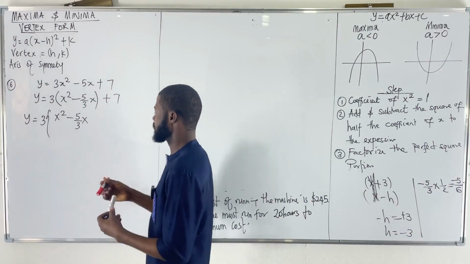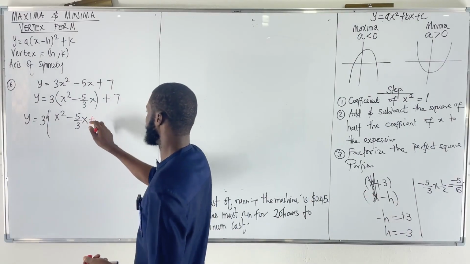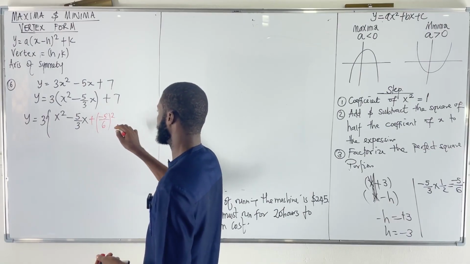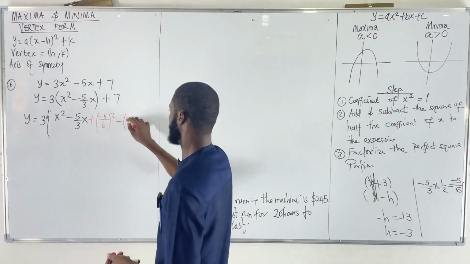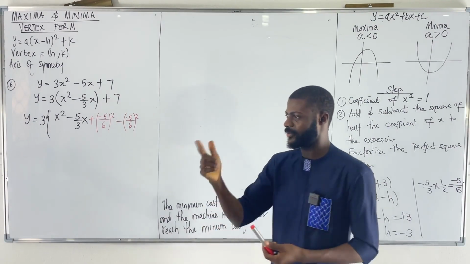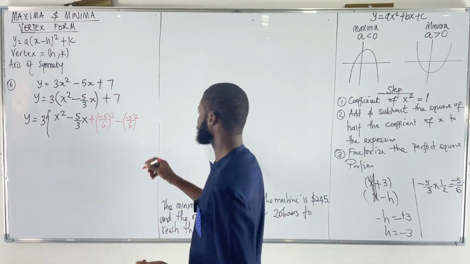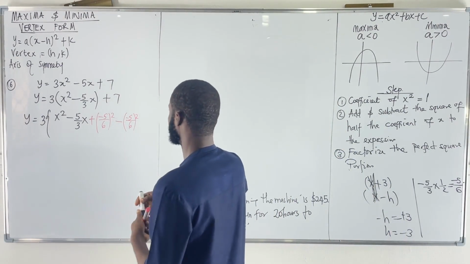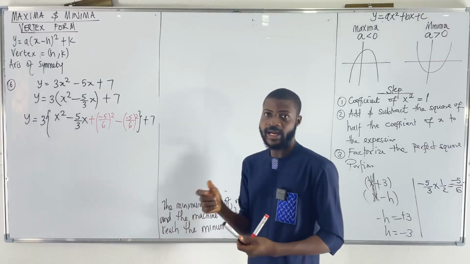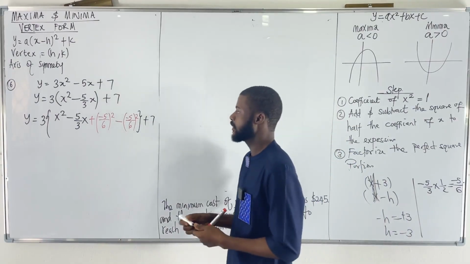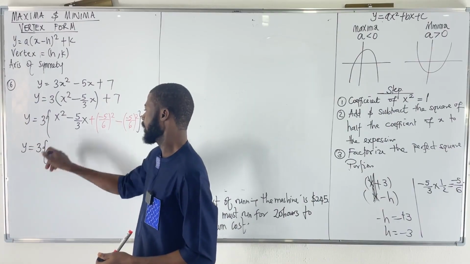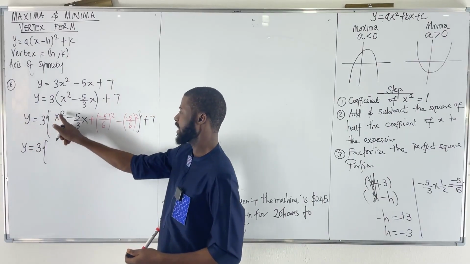So I'm going to be saying this is plus minus 5 over 6 all squared. Then I'm going to close this up, and I'm going to say plus 7. That's what we have.